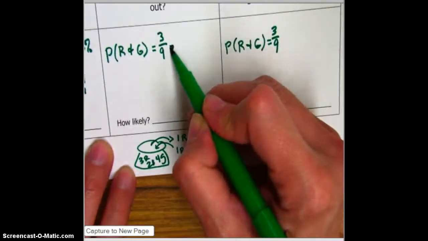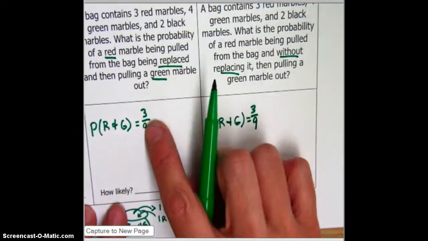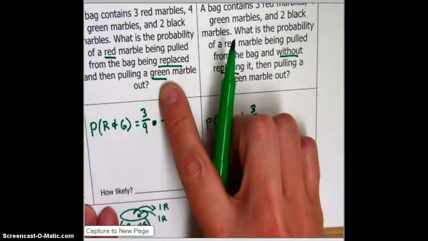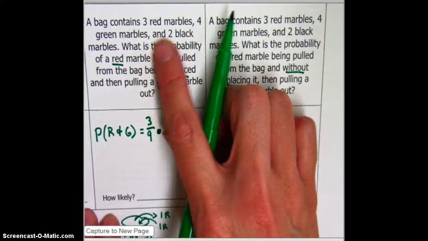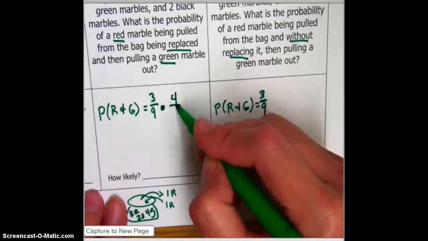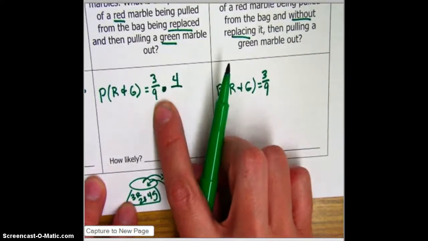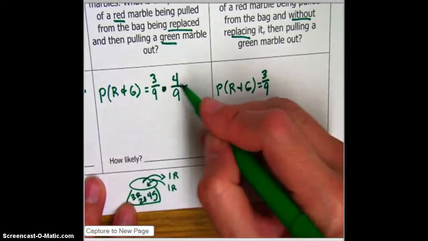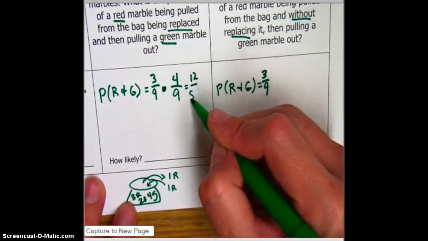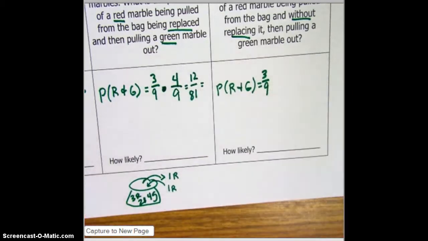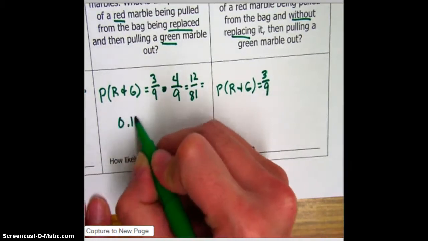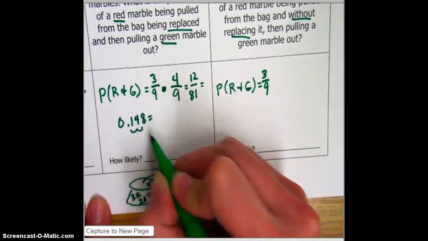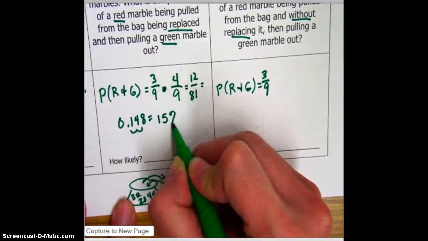So when we go to pull the green one, we're going to multiply by our next fraction. How many greens are there? There's 4 greens out of 9 marbles, because there's still 9, so it's 4 out of 9, because it's exactly the same. So 3 times 4 is 12, 9 times 9 is 81. We'll go ahead and convert that to a decimal and then a percent. So 12 divided by 81 is 0.148. We'll move the decimal over twice, and we'll just say that that's a 15% chance.